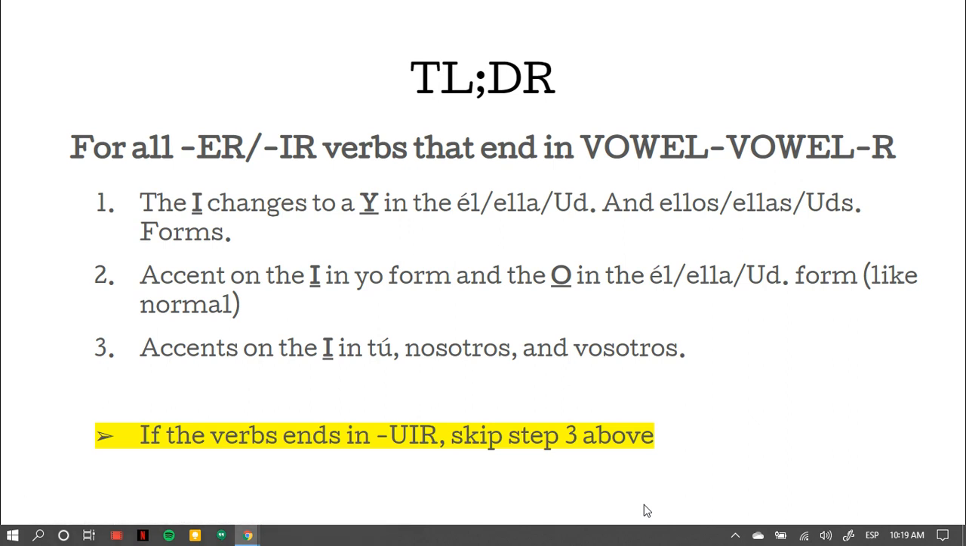So today's video, we're going to talk about verbs that end in ER or IR in the preterite that end with a vowel plus R. Generally speaking, these things get called sandal verbs, so that you know.